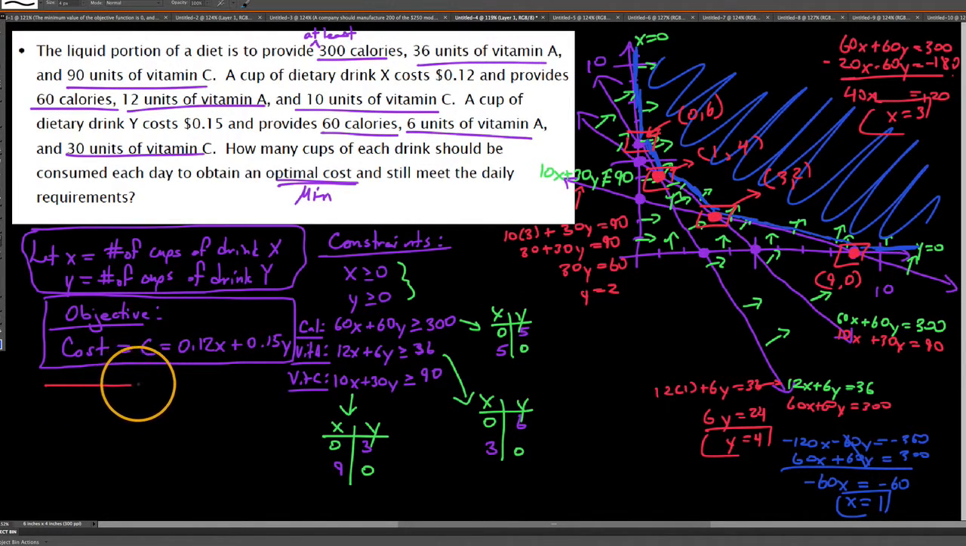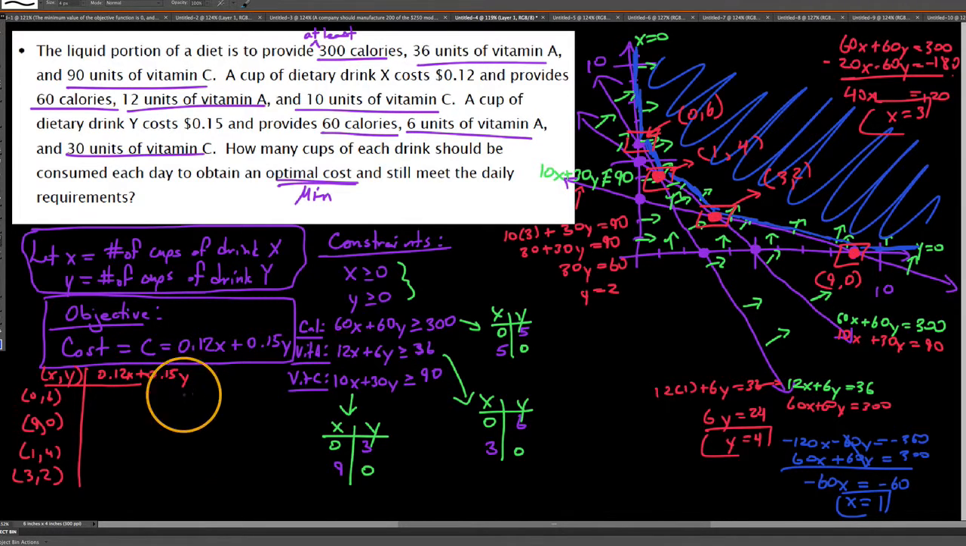Let's go ahead and drop these into our objective function. Our vertices, we're going to list over here. We had (0, 6) and (9, 0) as intercepts, and then we were able to discover (1, 4) and also (3, 2). So essentially we're going to plug these all into our objective function, which is 0.12x plus 0.15y.